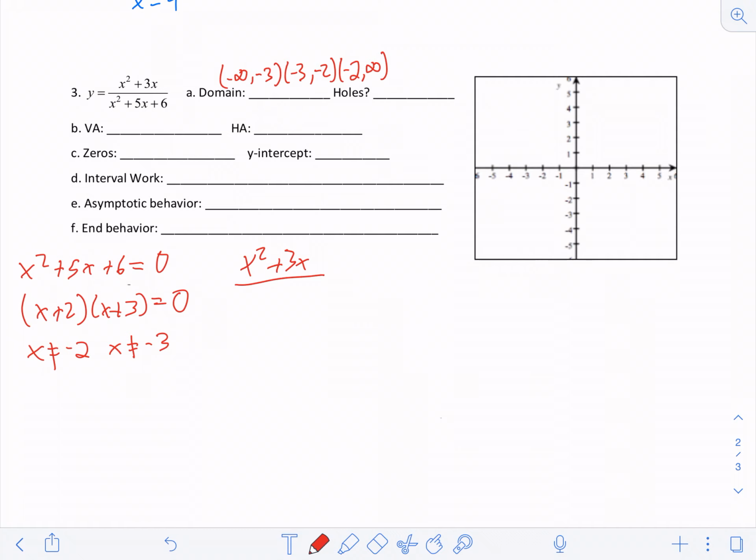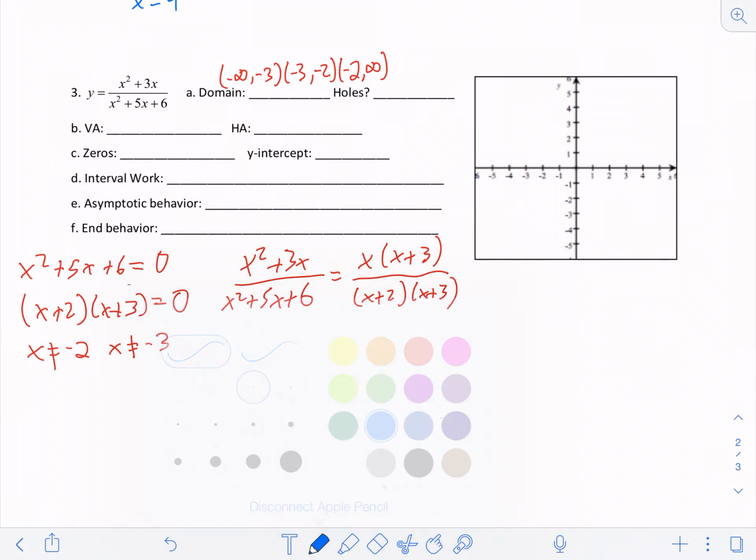I'm going to say that x squared plus 3x over x squared plus 5x plus 6, I'm going to factor that. And the top is going to be x times x plus 3, right? And on the bottom, I already factored that before. That's going to be x plus 2 times x plus 3. And then look what happens here. Because I've got some similar factors, I can cancel out the x plus 3's.